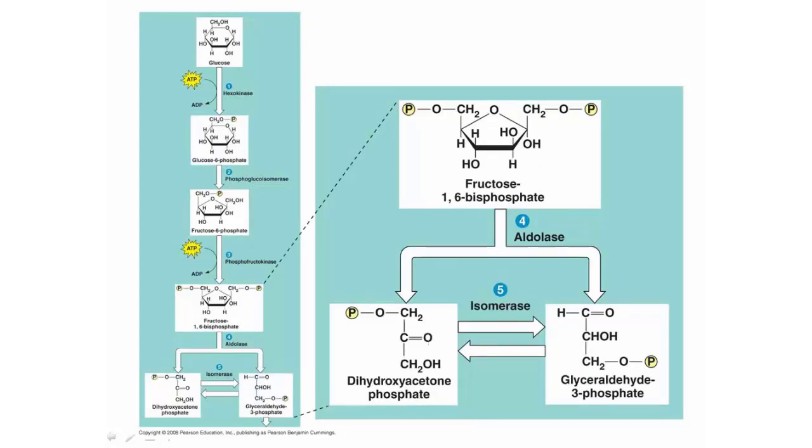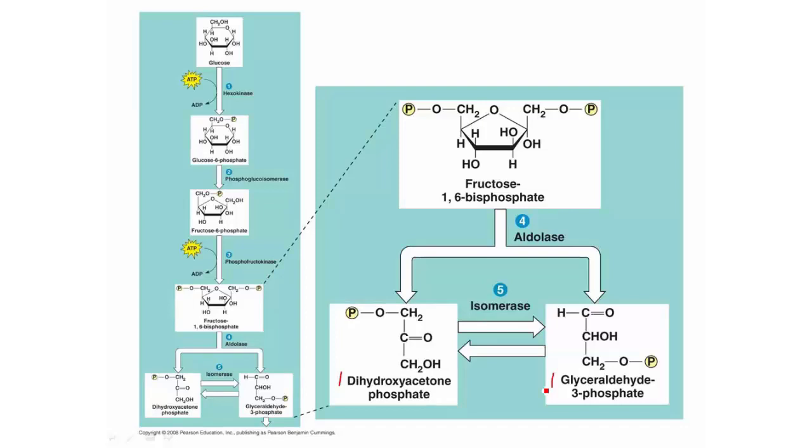The next step is the splitting step. So in this case, we have an aldolase enzyme. That enzyme is going to break our fructose 1,6-bisphosphate into one molecule of dihydroxyacetone phosphate and one molecule of glyceraldehyde 3-phosphate. Notice that both of these molecules are 3-carbon molecules that each have a phosphate on them. They are slightly different from each other though.